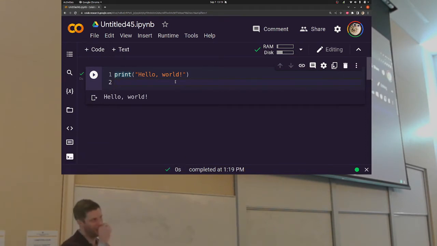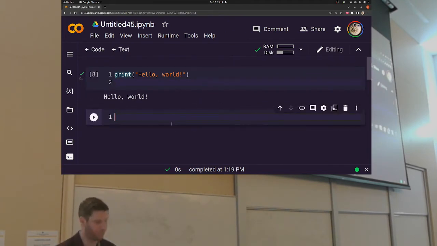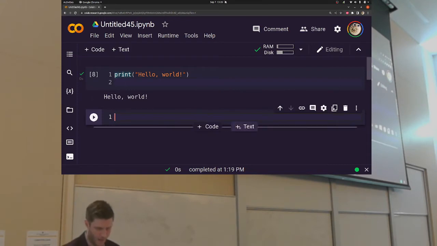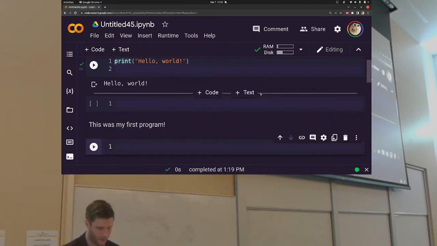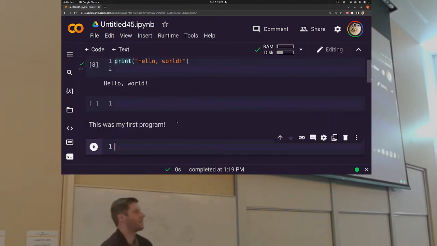What's really cool about Colab is it's notebook-style programming, which is really great for things like course notes. Because you can write your programs here, but you could also add additional blocks of code, so it's separated nicely. You can even add blocks of text. Be like, this was my first program. There, and now there's text, so you could actually take notes there.